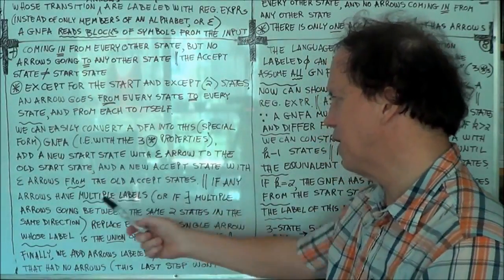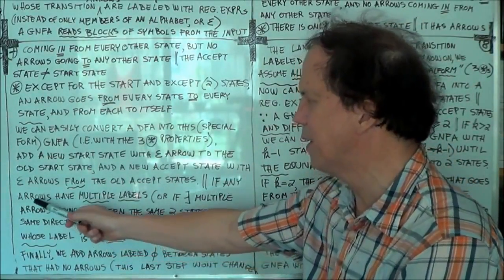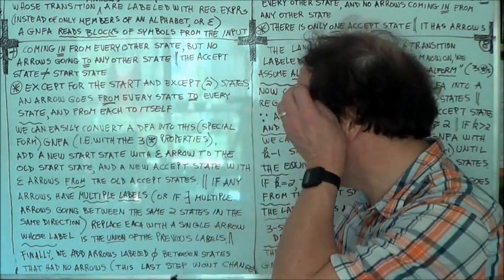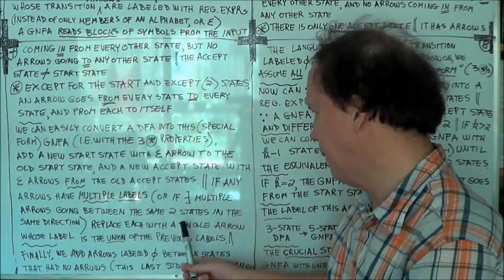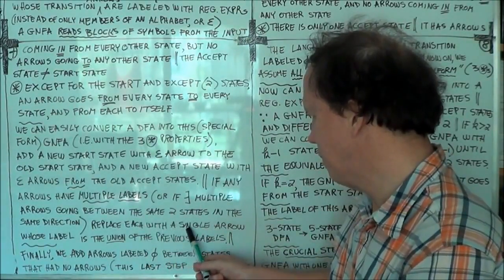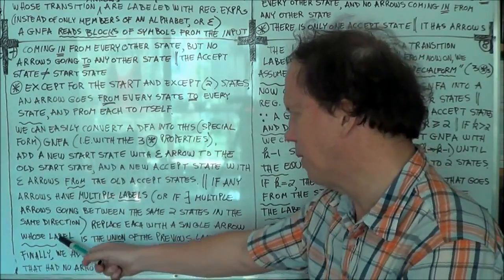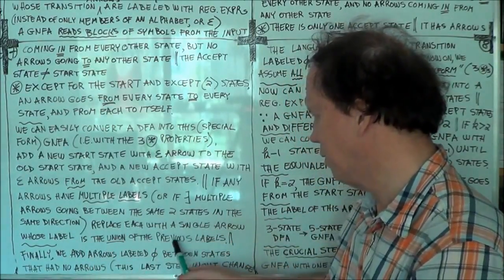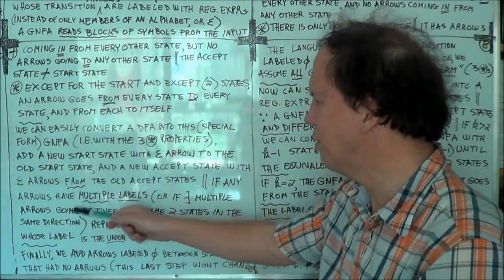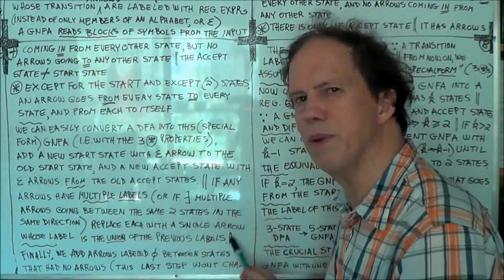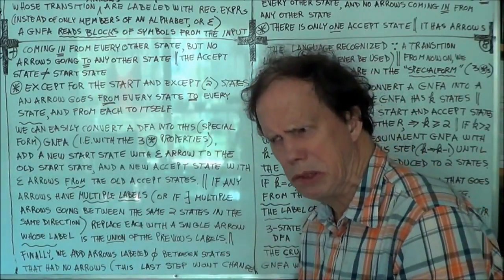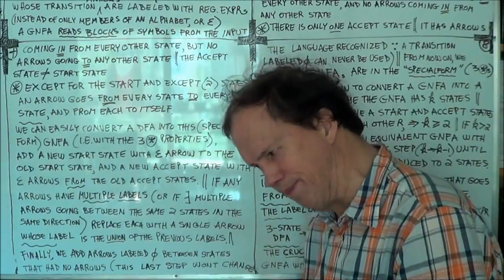Now there are a few complications. For example, say some of your arrows have multiple labels, more than one label on them. Well, if that happens, replace them with a single arrow, but the label is the union of the previous labels. I hope that's clear. There's a kind of recipe given to you here. You may be asking, where did all this come from, and why?